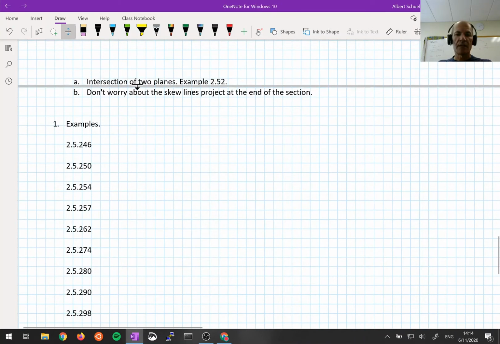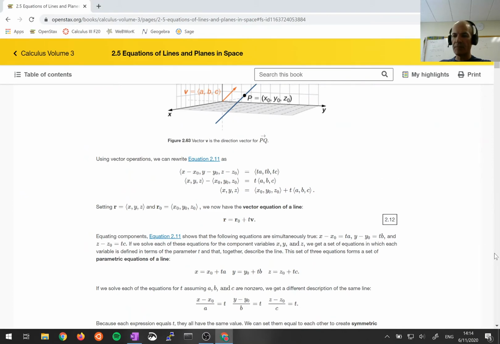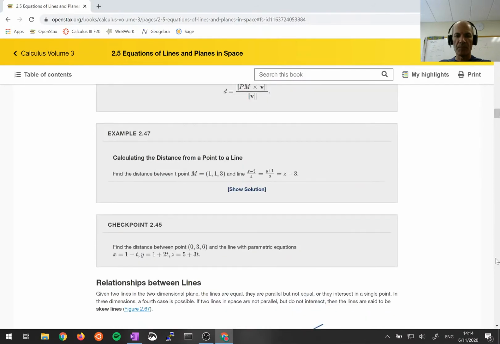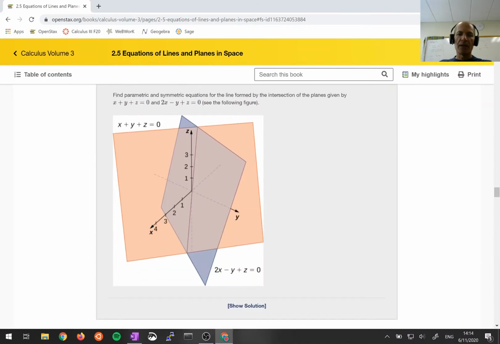Let's explore a quick example of 2 intersecting planes, example 2.52. Let's hop over to the textbook and scroll down to example 2.52. All right. So we have 2 planes, x plus y plus z equals 0 and 2x minus y plus z equals 0. If you look at these two, you can pick off the normal vectors. The normal vector in the first plane is 1, 1, 1. And the normal vector in the second plane is 2, negative 1, 1. They're not parallel. If they were parallel, then one would have to be a scalar multiple of the other, and that's clearly not the case. There's no way to rescale 1, 1, 1 so that you get 2, negative 1, 1. So they're not parallel, therefore they must intersect.